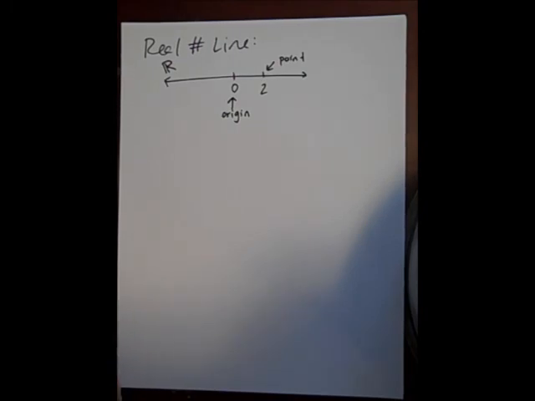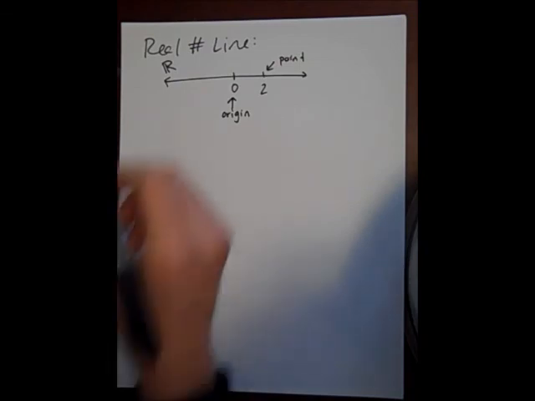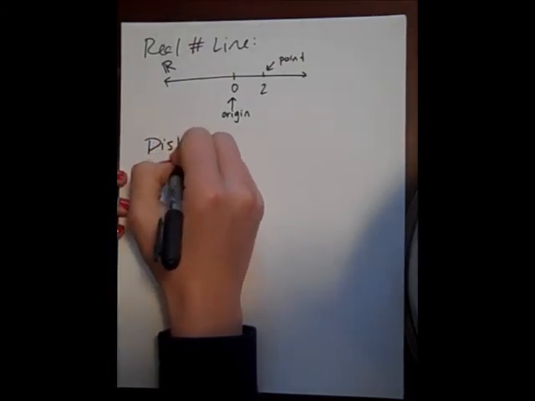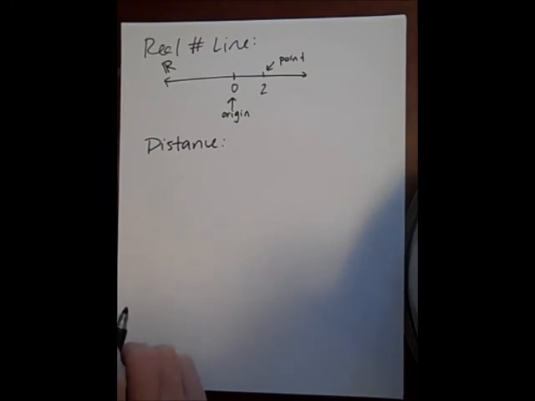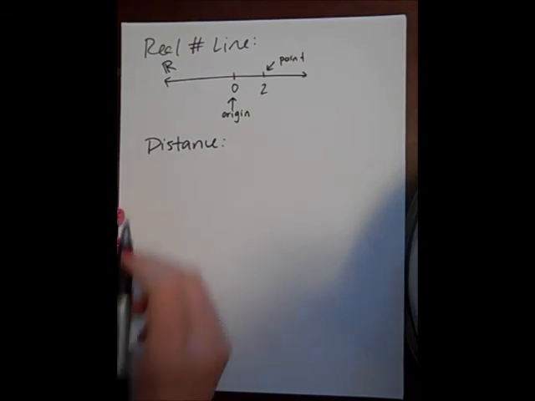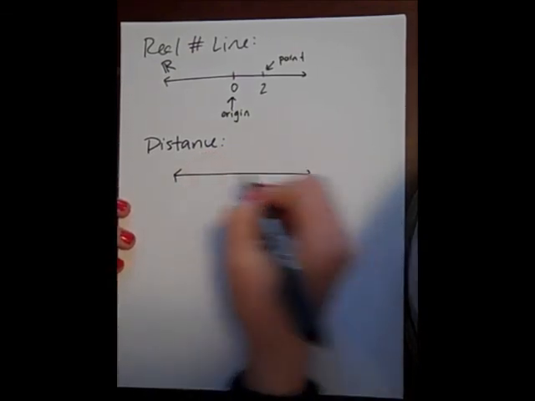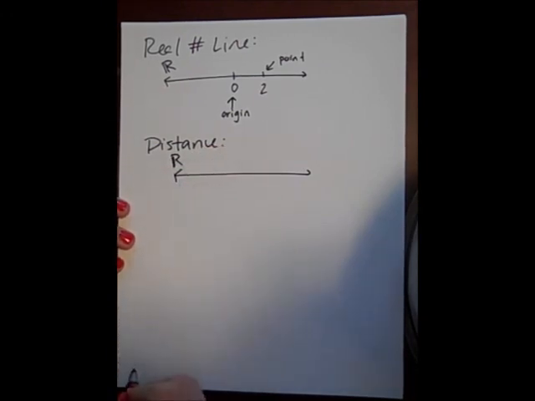So what we can talk about with the real number line is distance. And that's where absolute value comes into play. So what is the distance? The distance between one number and another is the length of the line segment between those two numbers. So let's say I have this number line here.